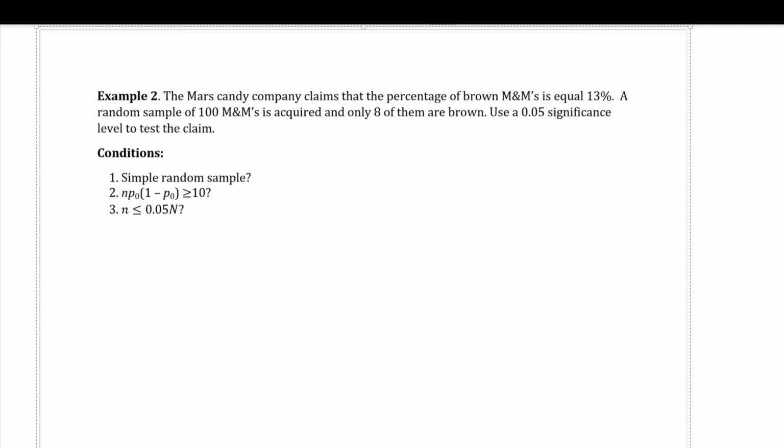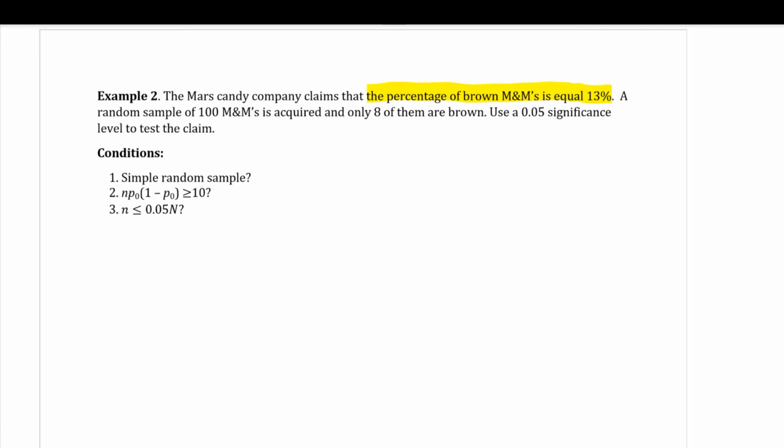Okay, so in this case, we need to identify the claim statement. What is a claim statement? Well, it's usually in the first or the last sentence. Sometimes it's elsewhere, but usually it's in the first or the last sentence. In our case, it's the first sentence: The Mars Company claims that the percentage of brown M&Ms is equal to 13%.